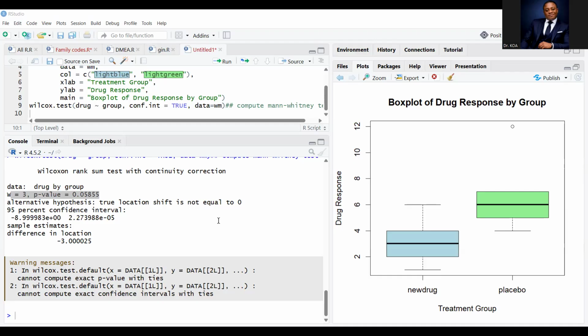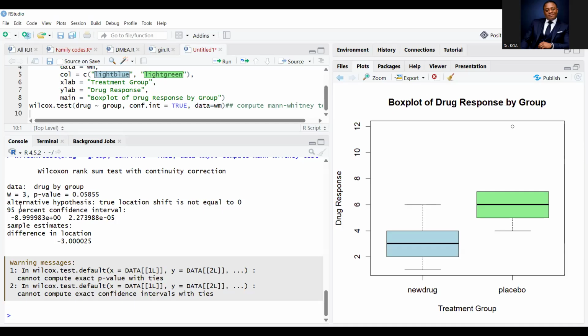If we didn't reject, what does that mean? In simple terms, is there a difference or is there no difference? There is no significant difference. So that's the same thing here. Okay, so you can see that here.